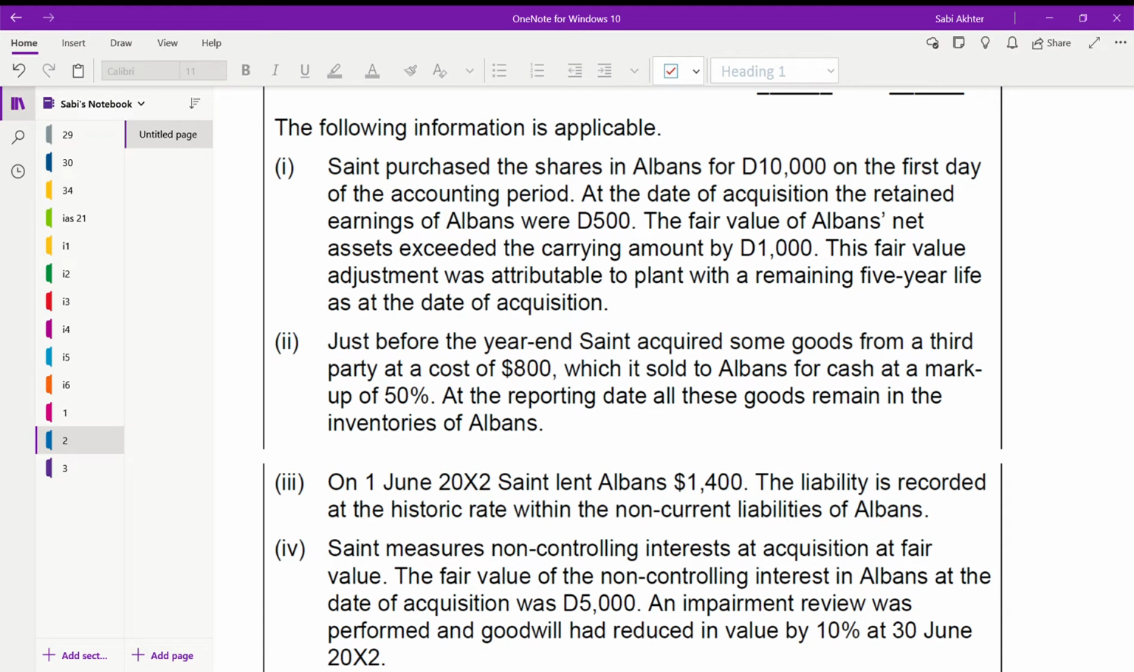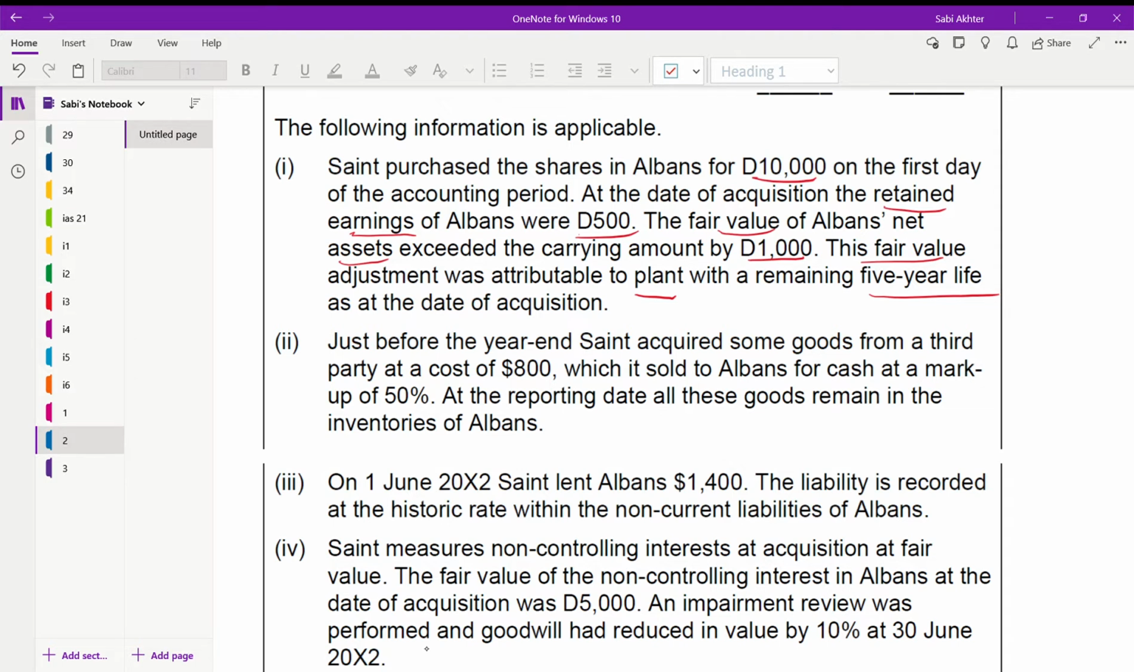You purchase L1 for 10,000 on the first day of the accounting period. At the date of the acquisition, the retained earnings were 500. Everything is in D. And the fair value of their net asset exceeded by 1,000. This fair value was attributable to a plant with 5 years remaining. The reason they give you the remaining 5 years is for you to calculate depreciation on that plant. If it's land, you don't have to calculate depreciation.